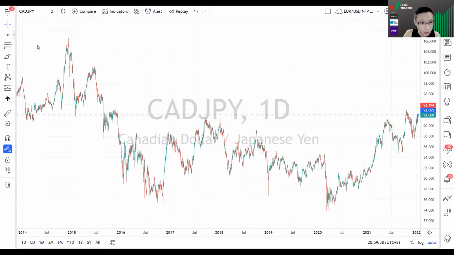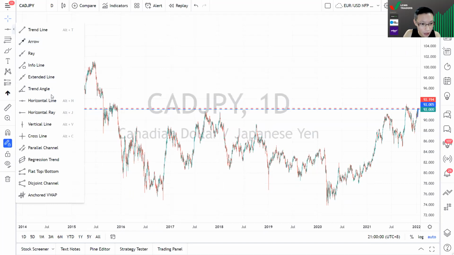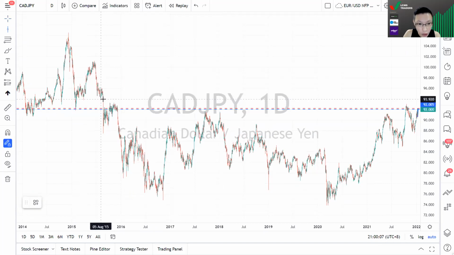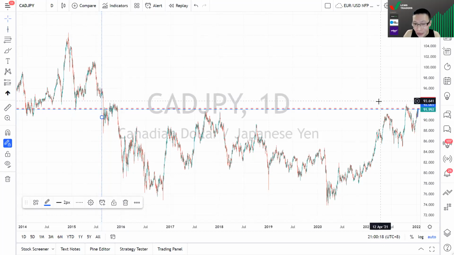Let me just put a vertical line. Wait a minute, let me just close this. A vertical line way above the 92 level is probably around here. This is mid-August 2015. The last time it was actually trading comfortably above the 92 level was back in 2015.